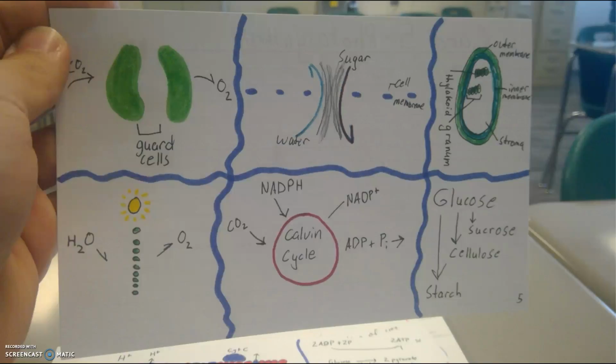The chloroplast has stacks of thylakoids known as grana that are situated in the stroma. The light-dependent reactions, water to oxygen gas, happen on the thylakoids. The Calvin cycle, CO2 to water, happens in the stroma.